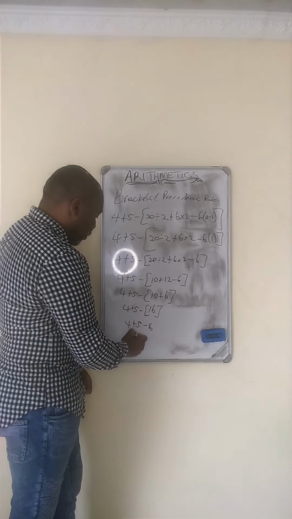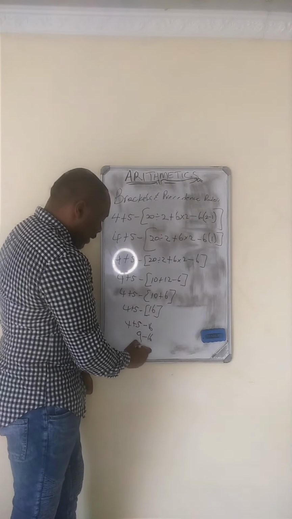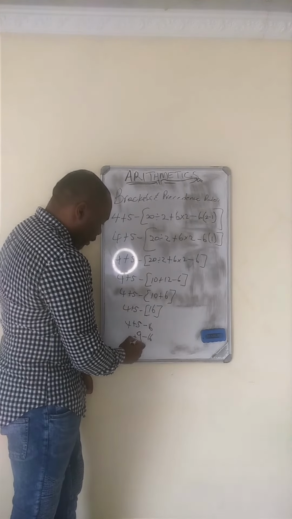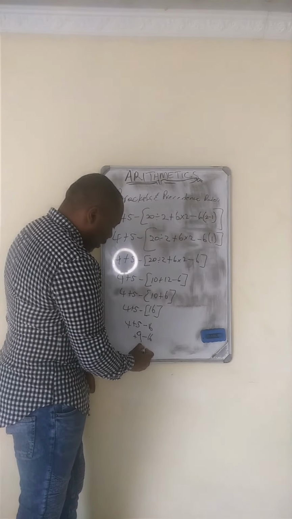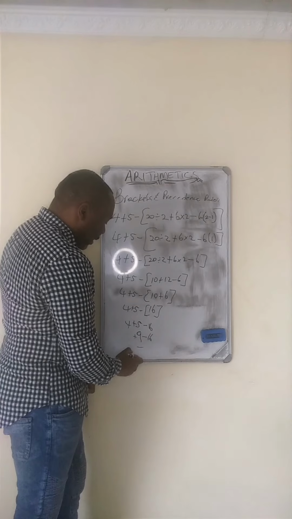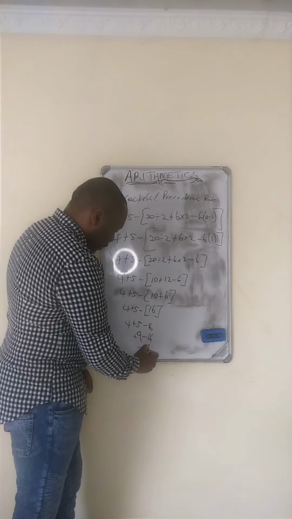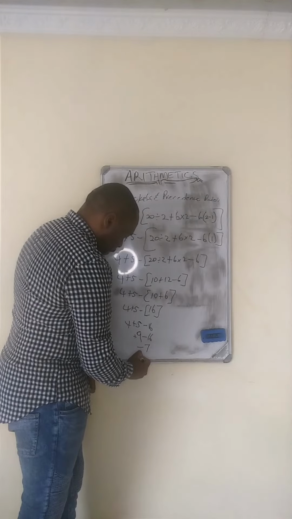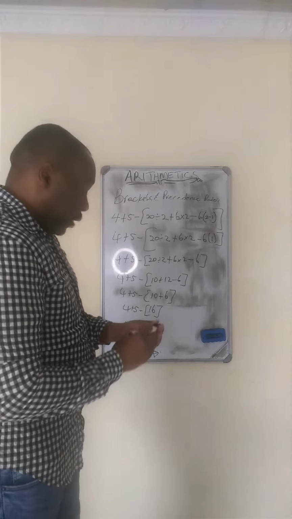And 4 plus 5 is a 9 minus a 16. We take the sign of the bigger number. 9 minus 16, we are left with a minus 7. That is our answer.